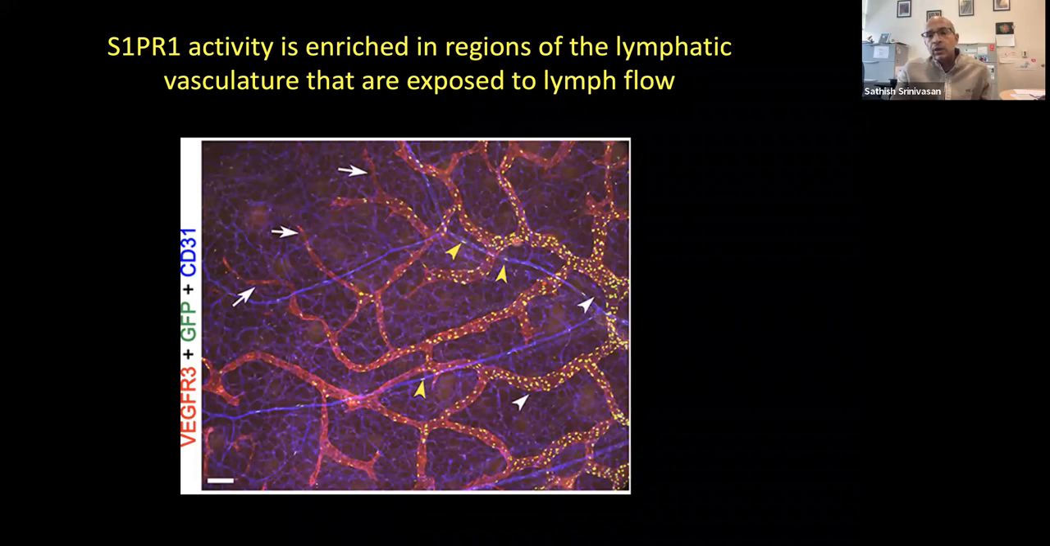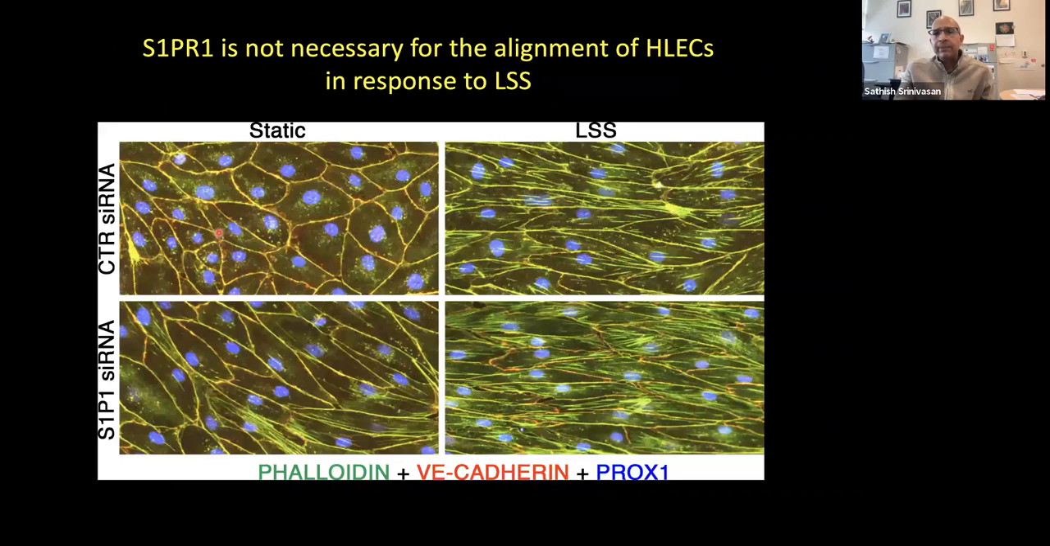So we decided to look at the role of S1PR1 in regulating shear stress response. People have done quite a bit of work in what is known as the mechanotransduction pathway, right? When you grow cultured cells in the presence of shear stress, in this particular case laminar shear stress, the cells align, they become thinner and elongated, and they align along the direction of either blood flow or, in this case, lymph flow.